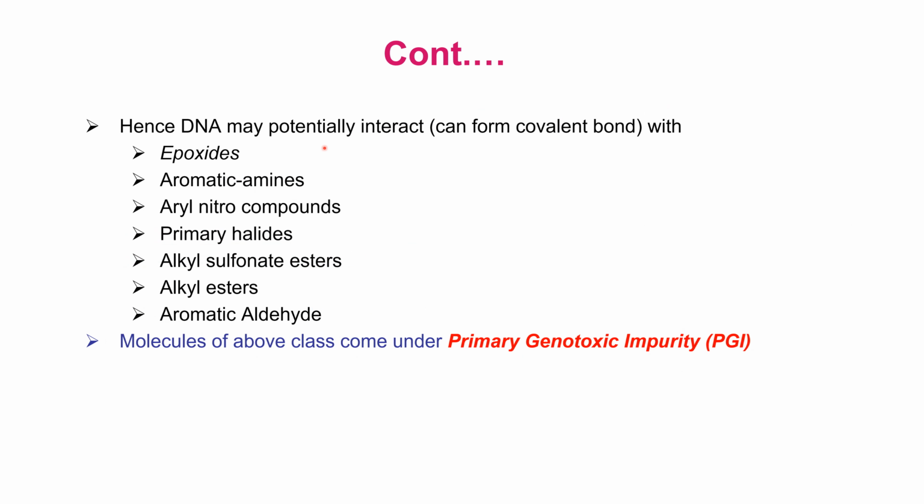Hence, DNA may potentially interact or make a covalent bond with epoxides, aromatic amines, aryl nitro compounds, primary halides, alkyl sulfonates, alkyl esters, and aromatic aldehydes. Molecules of the above class come under primary genotoxic impurities or PGIs. We are going to discuss in detail in the next slide.